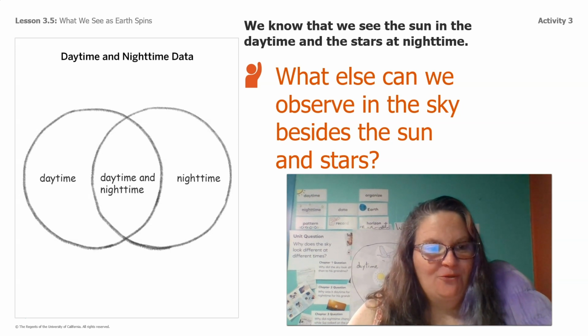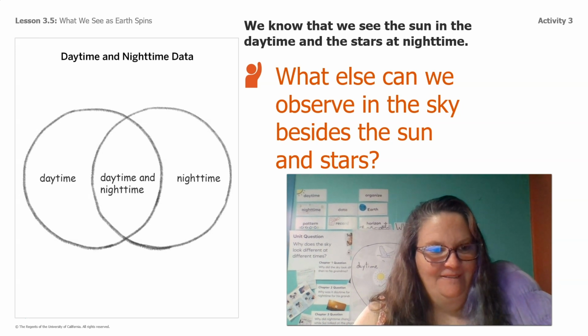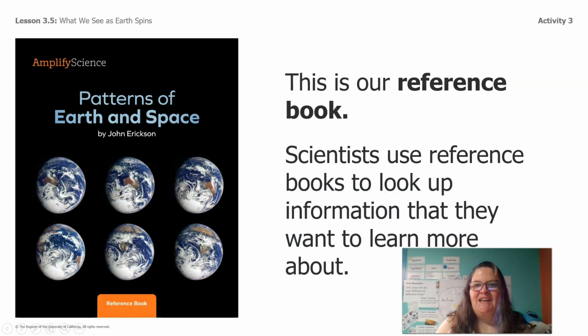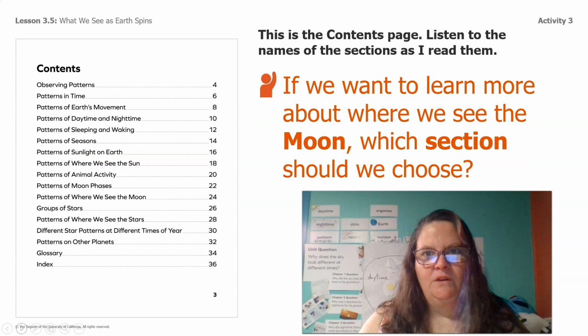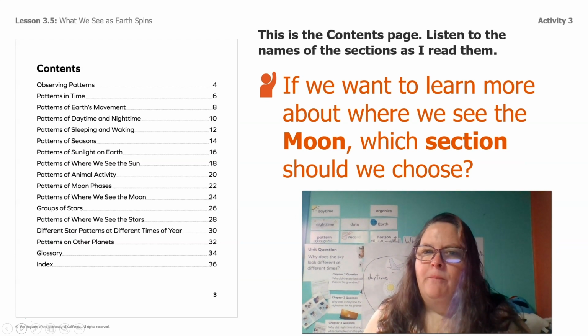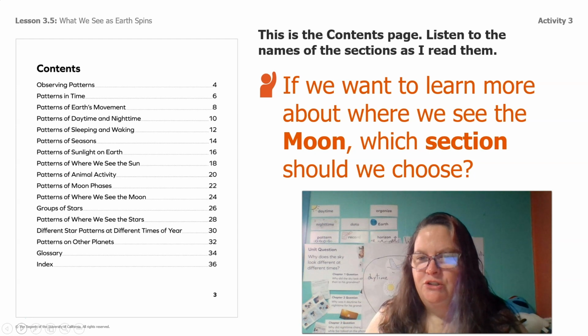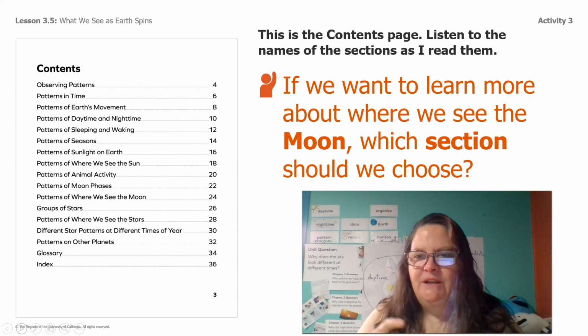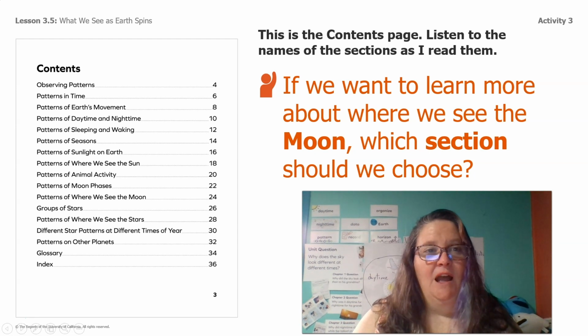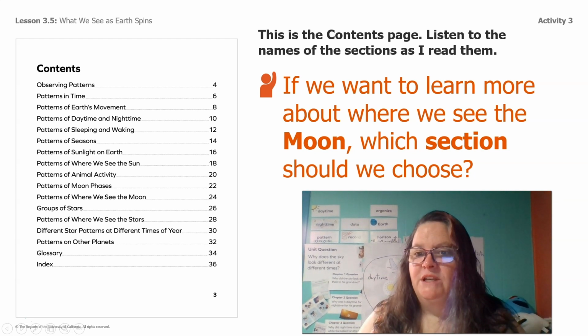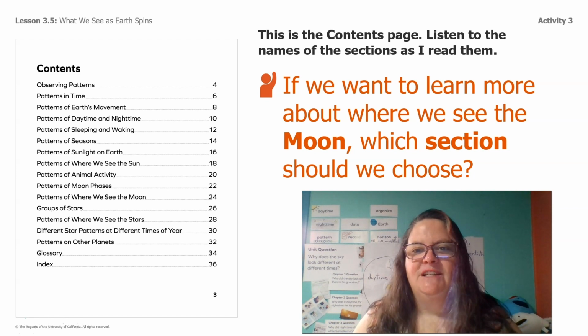And we're going to use our reference book. Scientists use reference books like this one, The Patterns of Earth and Space, to look up information that they want to know more about. And we want to know more about the moon. So if we want to know more about the moon, which section should we choose? I'm going to go ahead and go through the table of contents right here, and you go ahead and shout out when I should stop when you hear the right section that we should go to learn more about the moon.